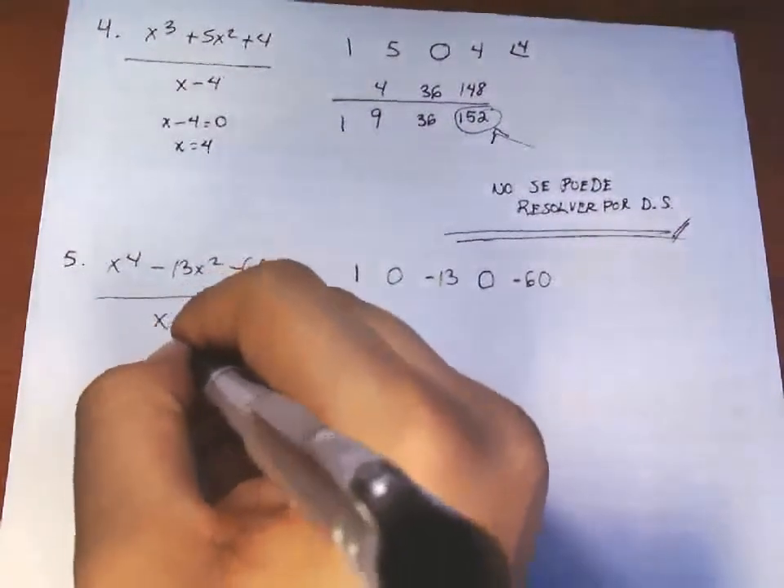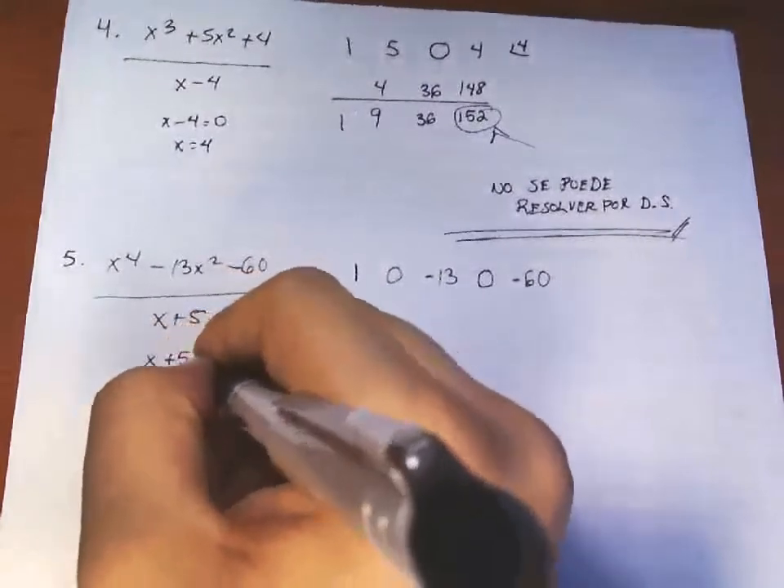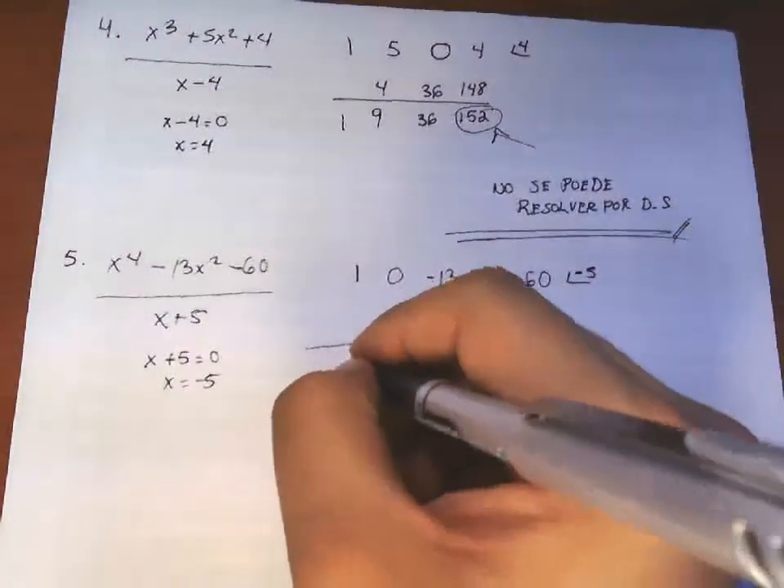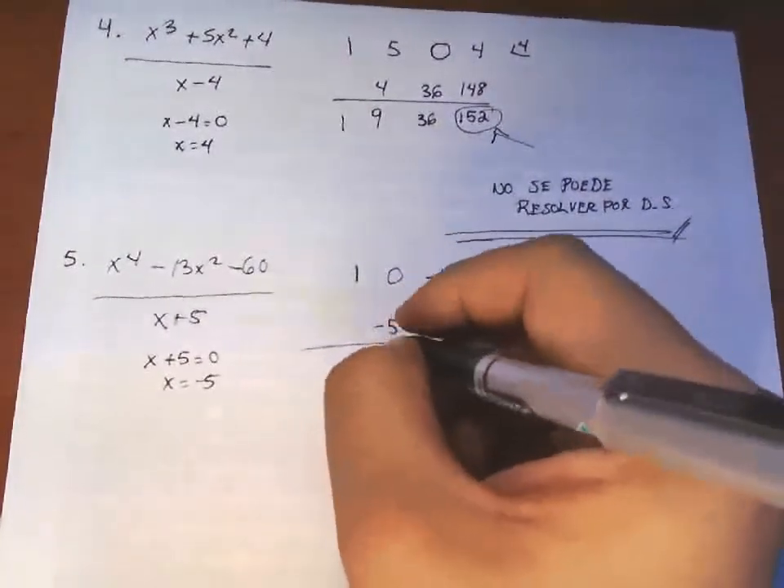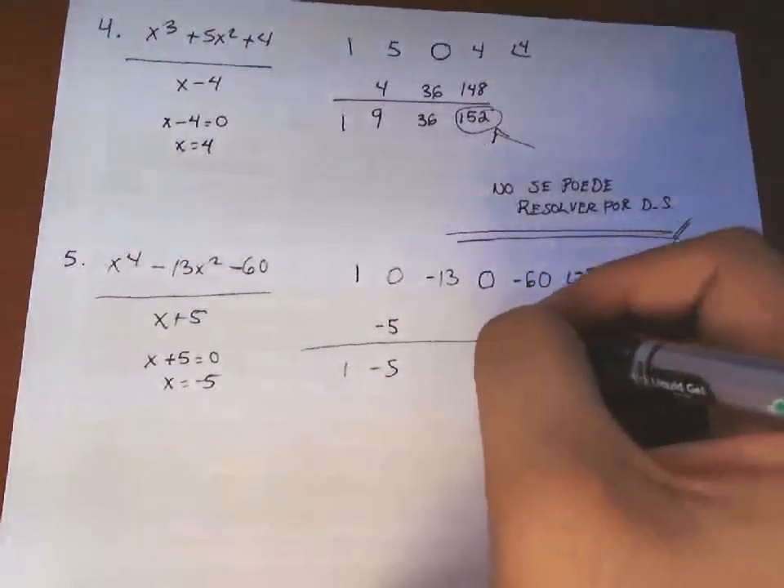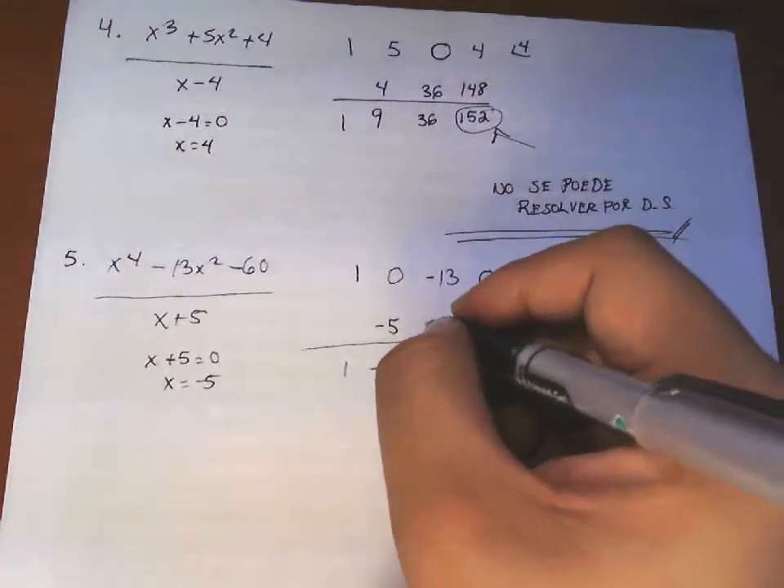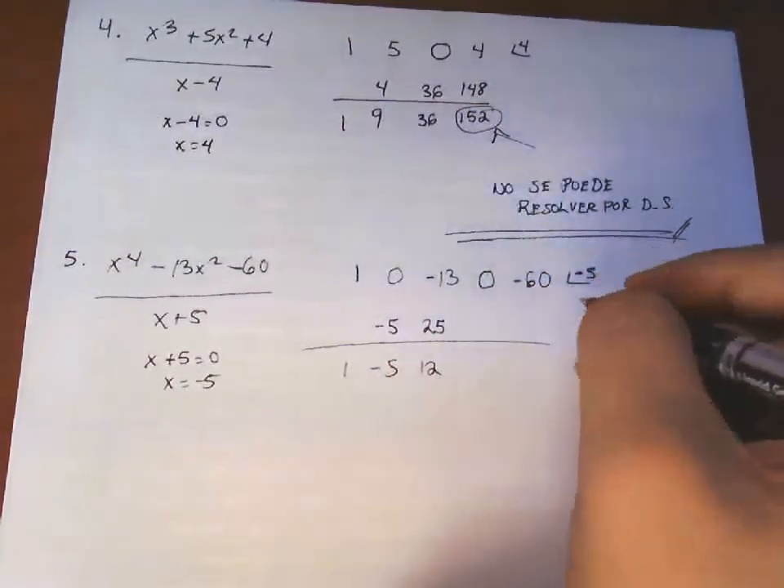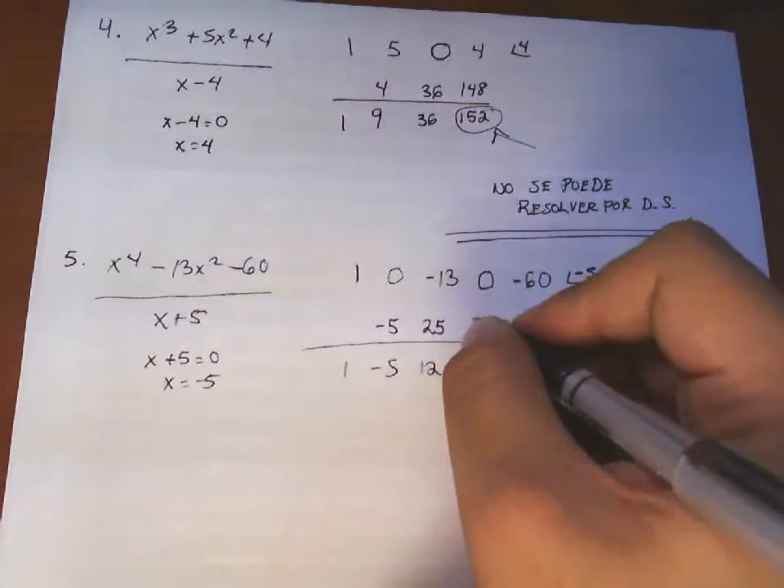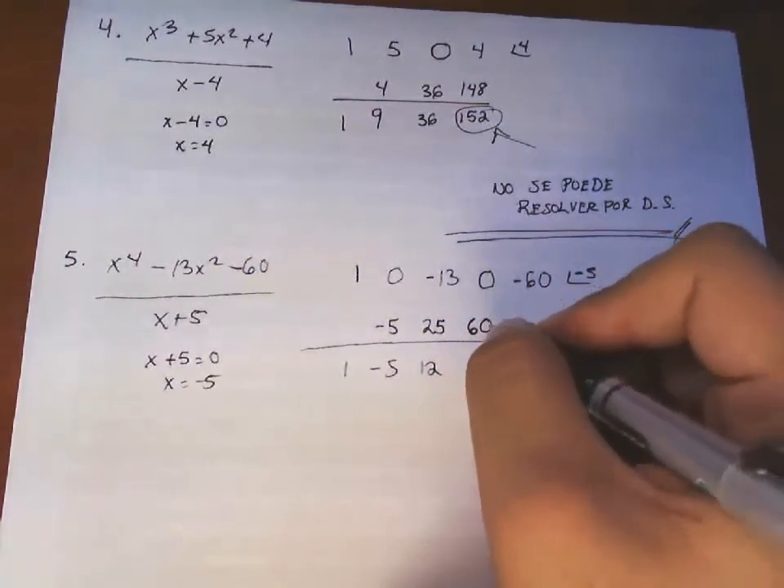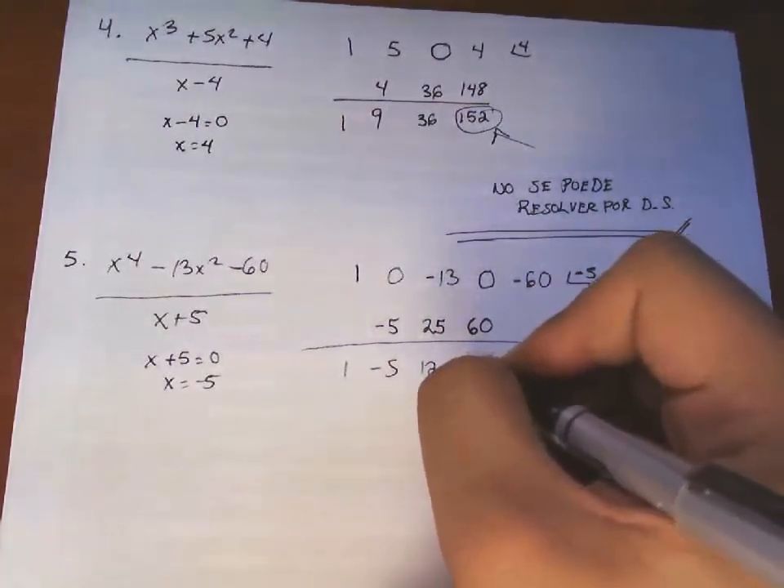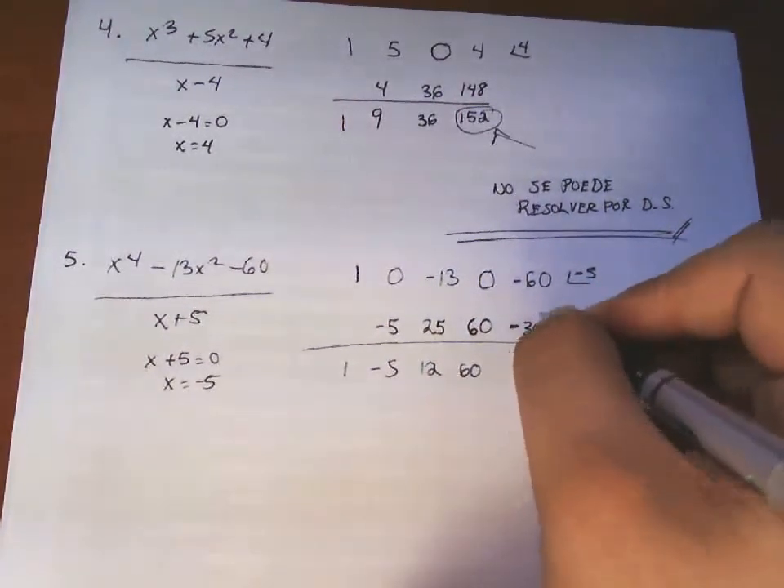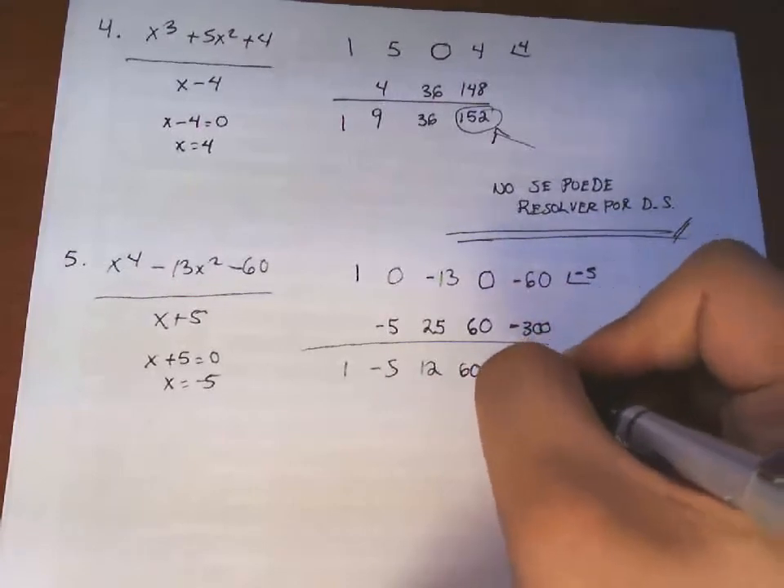Despejando aquí, ya saben, el primer valor que usamos es el menos 5. 1 por menos 5, menos 5, 0 menos 5, menos 5, menos 5 por menos 5, 25, 25 menos 13, 12, 12 por menos 5, menos 60, menos 60 y 0, menos 60. Menos 60 por menos 5, 300. 300 y menos 60, 240.